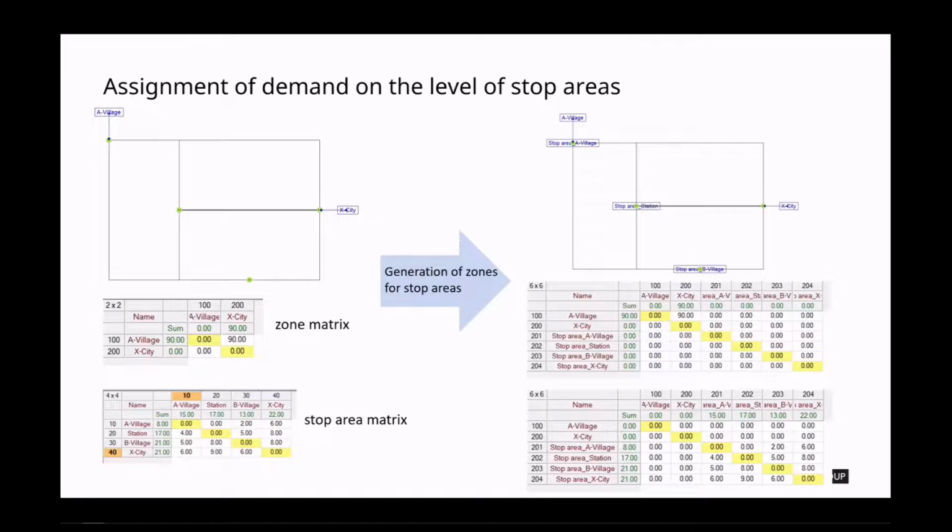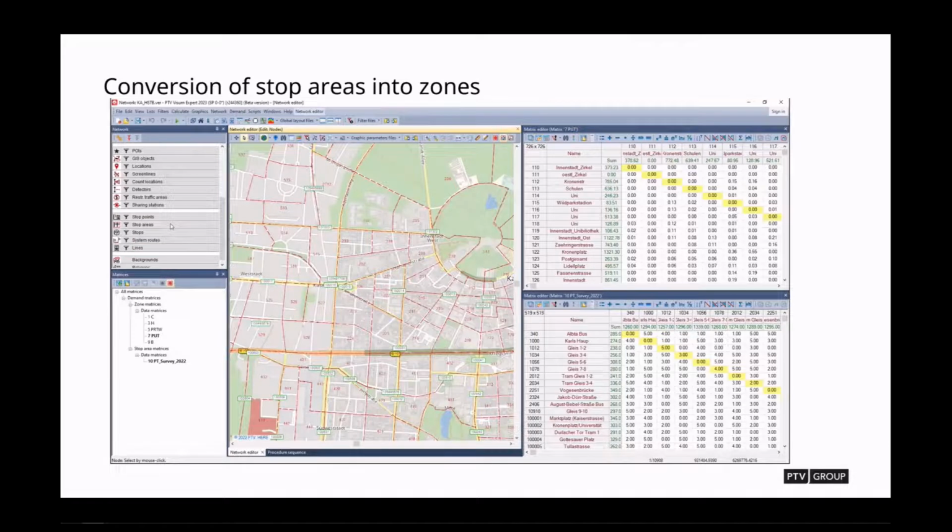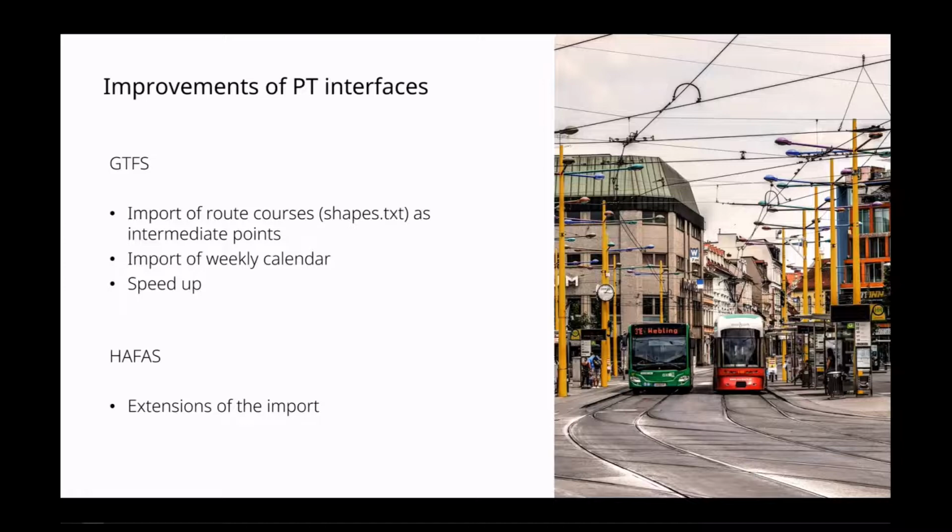And so this just makes it a lot easier for you. This little video just shows you how you can take the transit stops, and there's a new generate zones function that will create the zone system for you automatically. I'm going to skip it because it's not that exciting.